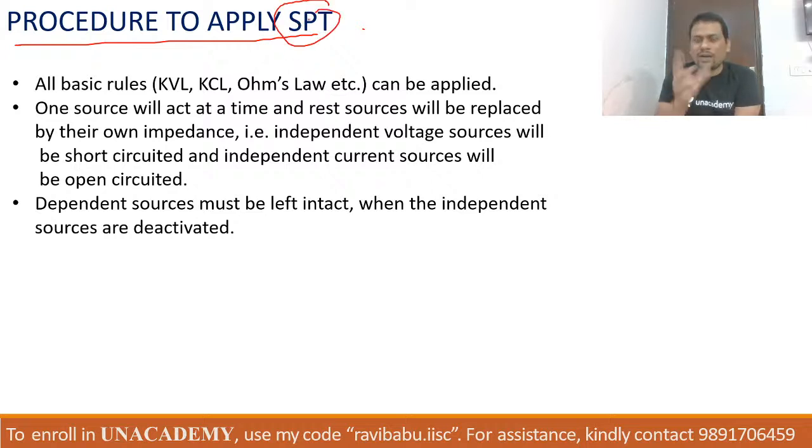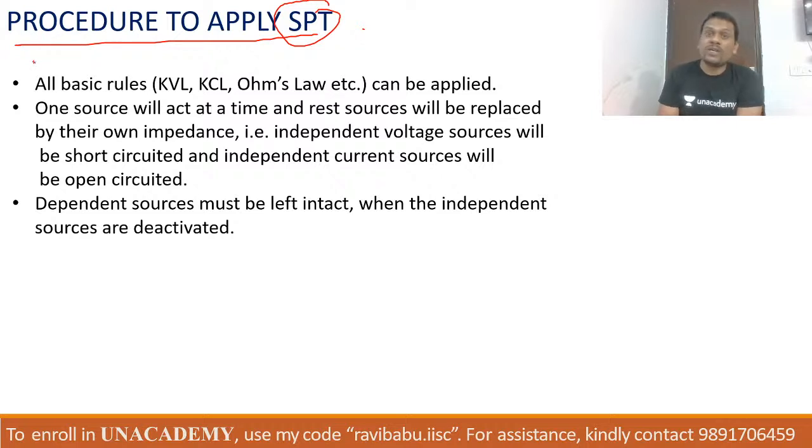Let us assume, beta, our network has n number of active elements, and active means only independent sources we are considering. So at a time only one independent source will be active, and according to that you can apply your basic laws of circuit theory, for example KCL, KVL, supermesh, supernode, etc. Okay, so all these things are mentioned here.